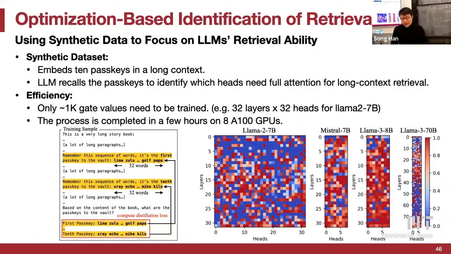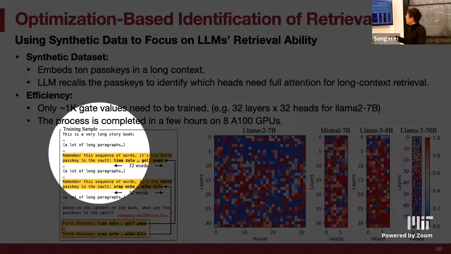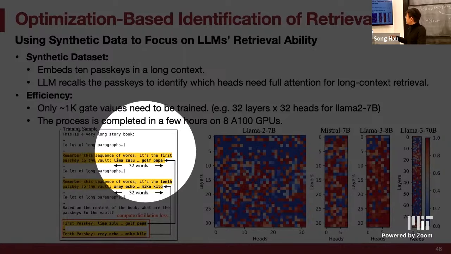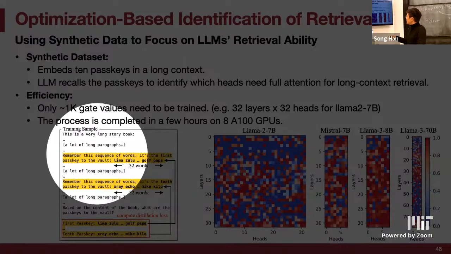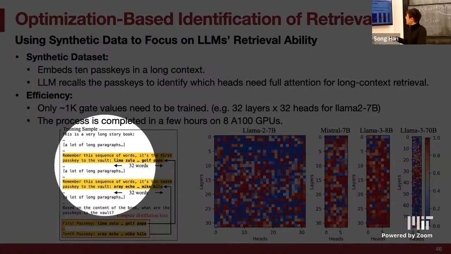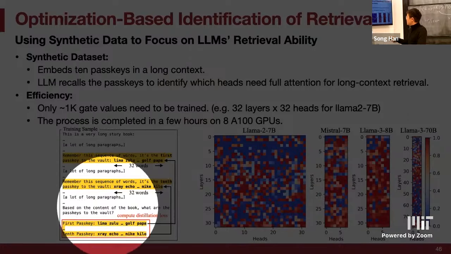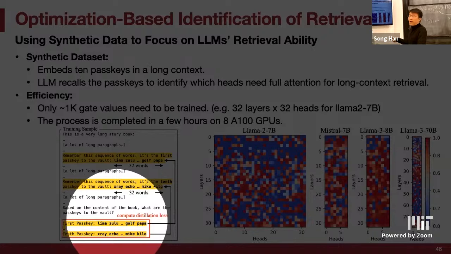And how do we train that? We design a task. The training example is a long paragraph followed by: remember the sentence of words is the first passkey to the vault. Lima Zulu Golf Papa, something random as the first passkey, and then we have the second, third, all the way to the 10th passkey. At the end, we want to retrieve the first to the 10th passkey and add the loss on Lima Zulu Golf Papa, etc.